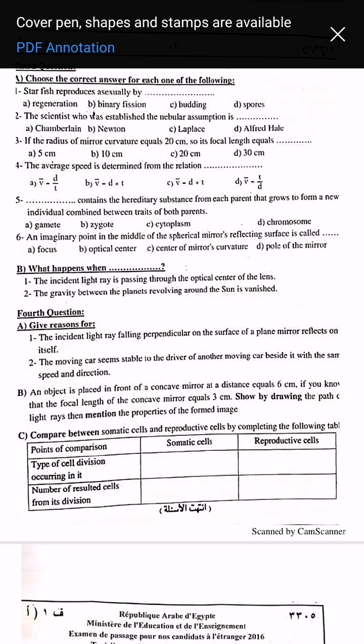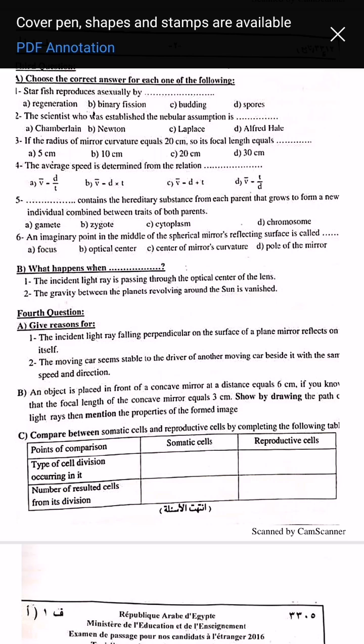Compare between somatic cells and reproductive cells by completing the following. According to the type of cell division occurring in them, the type of cell division in somatic cells is mitotic division, or mitosis. The type of cell division in reproductive cells is meiotic division, or meiosis.